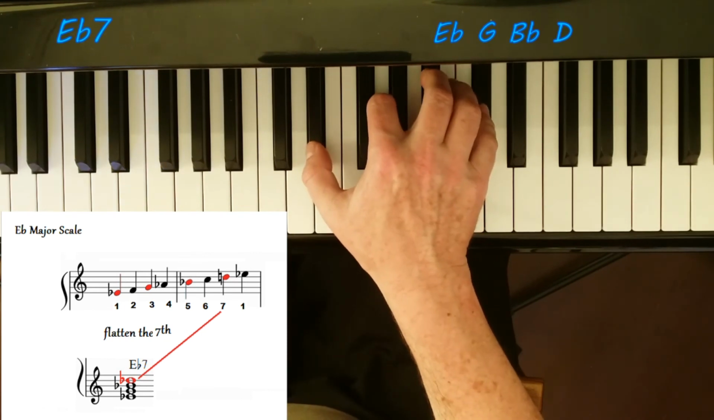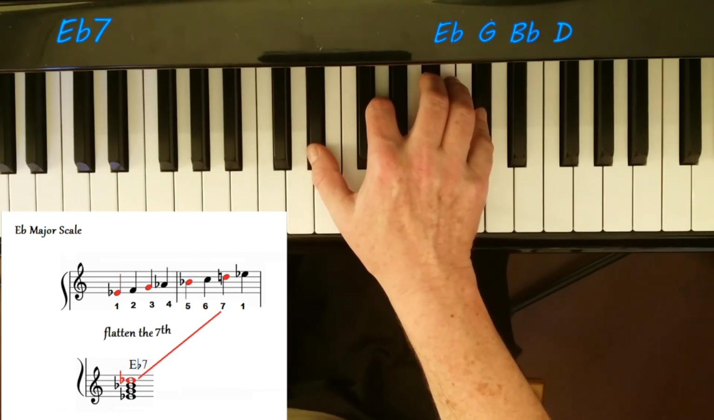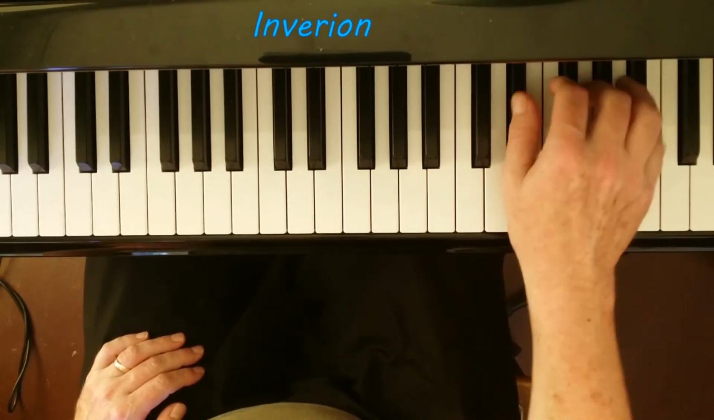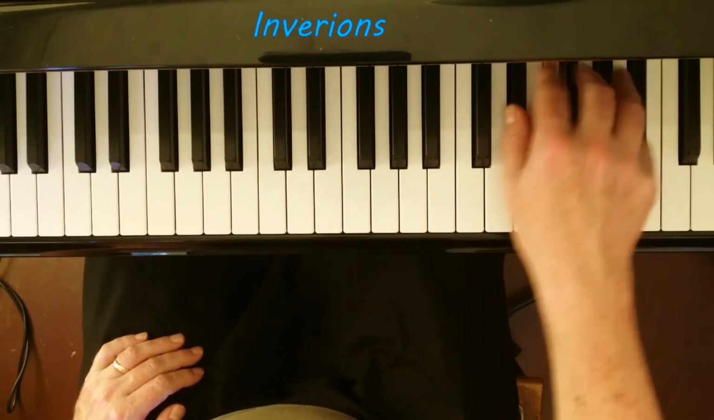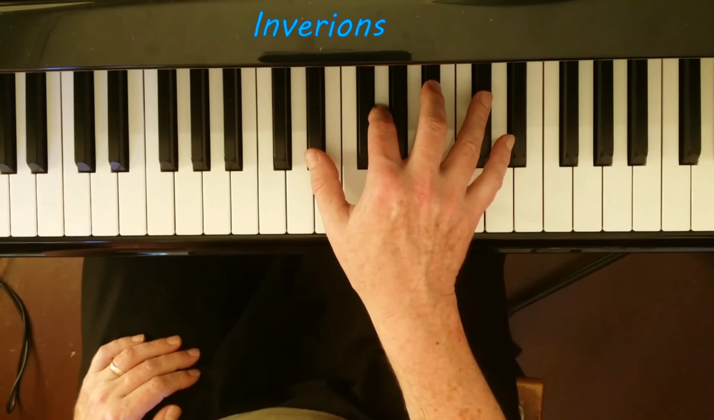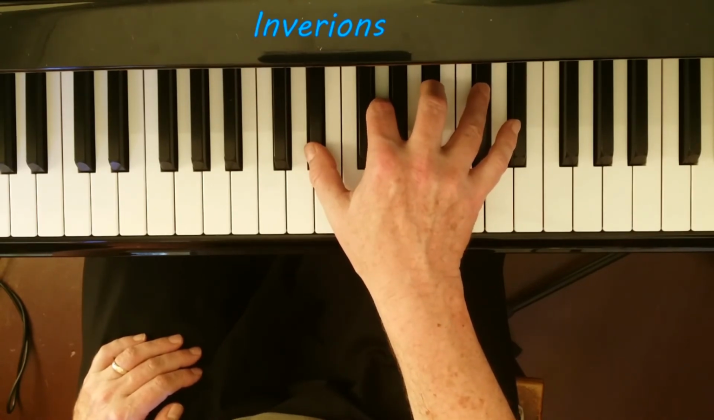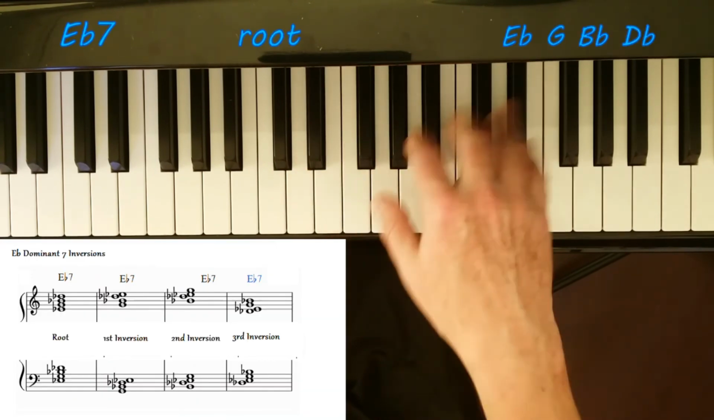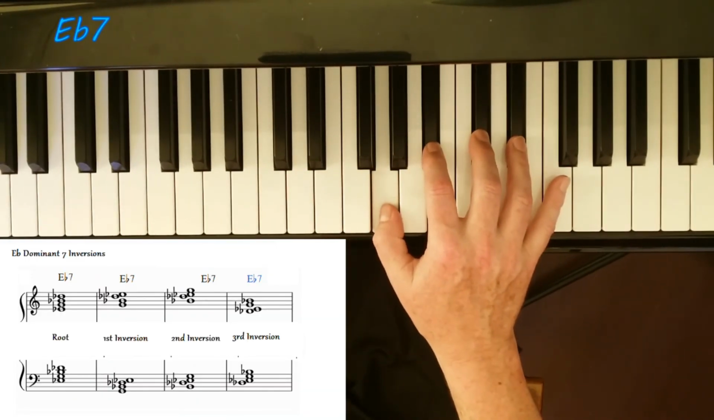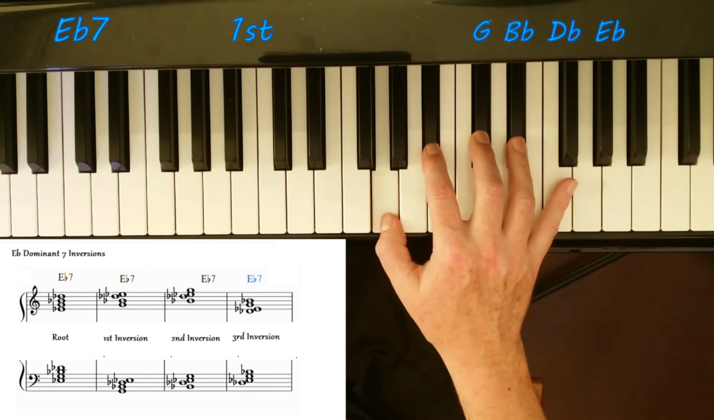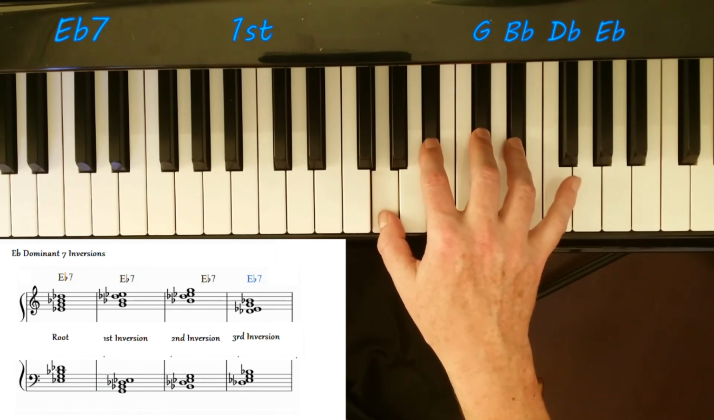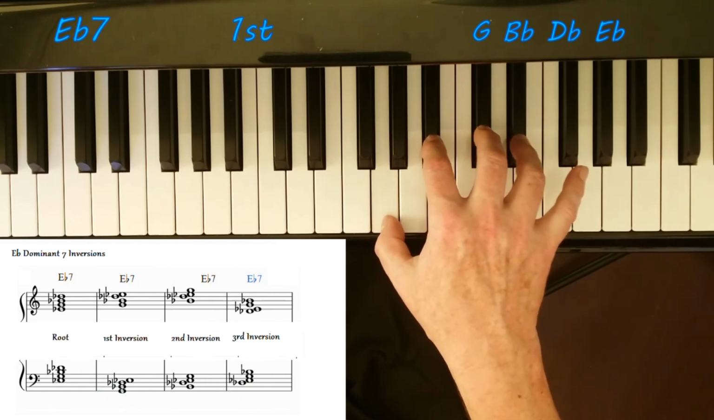Now, you don't always play them like that. In fact, like the triads, which used to have inversions, well, we've got inversions of the dominant 7 chord, just more of them. Here's your root position. Now if you take your E flat, put it on top, there's your first inversion. You can see E flat, G, B flat, D flat. It is definitely an E flat 7 chord.